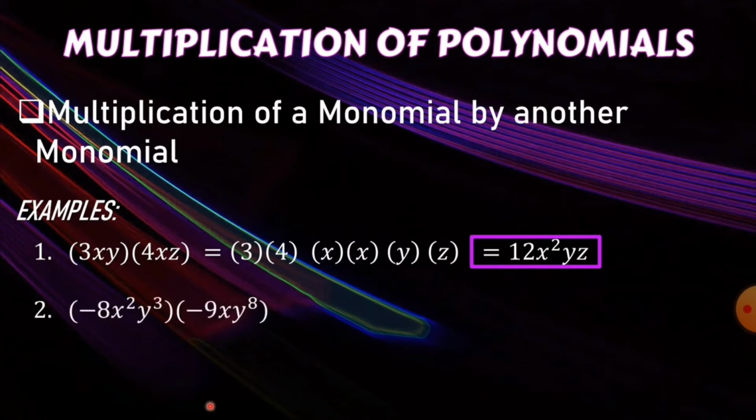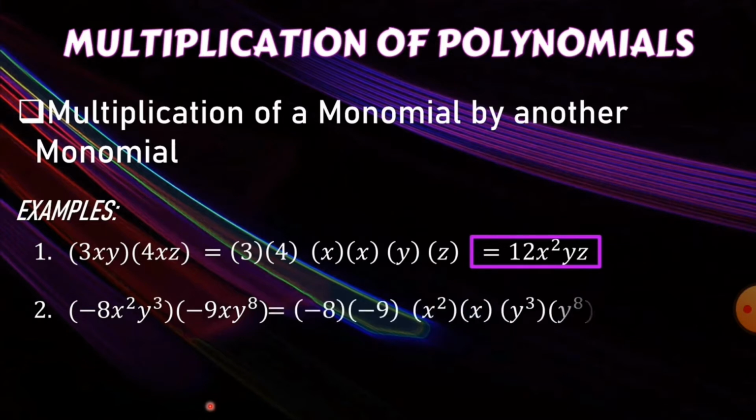Next, example number 2. This one, negative 8x squared y cubed times negative 9x y raised to 8. First, multiply the numerical coefficients. Okay? And then the literal coefficients. For the numerical coefficients, negative 8 and negative 9 multiply to positive 72. And then for the literal coefficient, for the x, just add the exponents. So 2 plus 1 becomes 3.